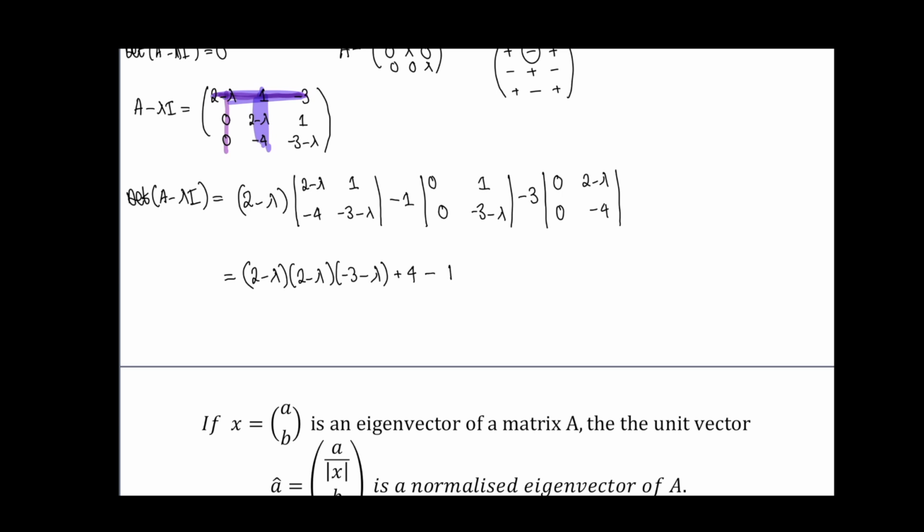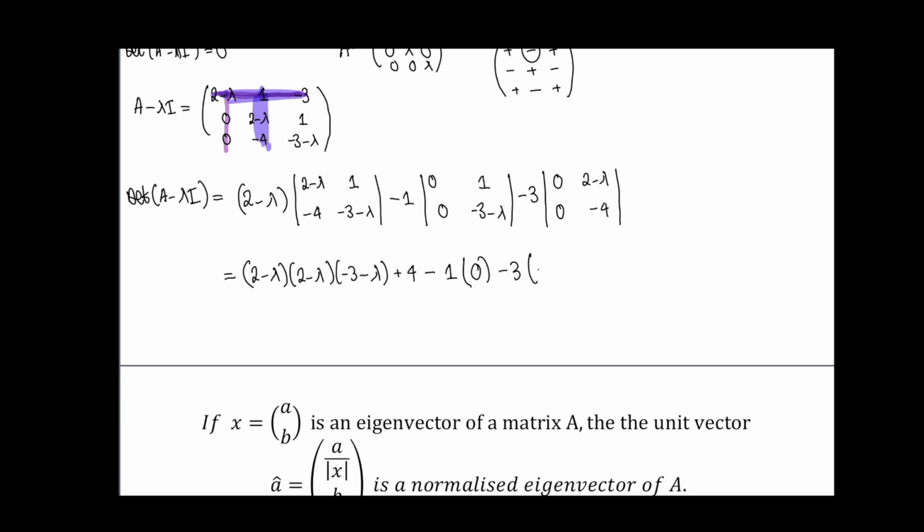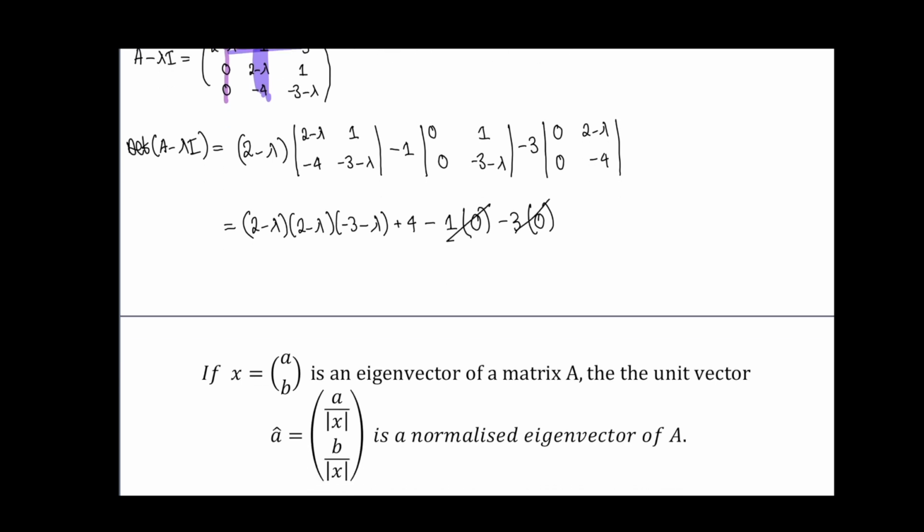When we work out this, the determinant of this matrix would be 0. That's the same with this one as well. So it worked out quite nicely. This and this disappear, and we are left with 2 minus lambda times (2 minus lambda, minus 3 minus lambda, plus 4). If I now expand these two brackets, we get 2 minus lambda times (minus 6, minus 2 lambda, plus 3 lambda, plus lambda squared, plus 4).